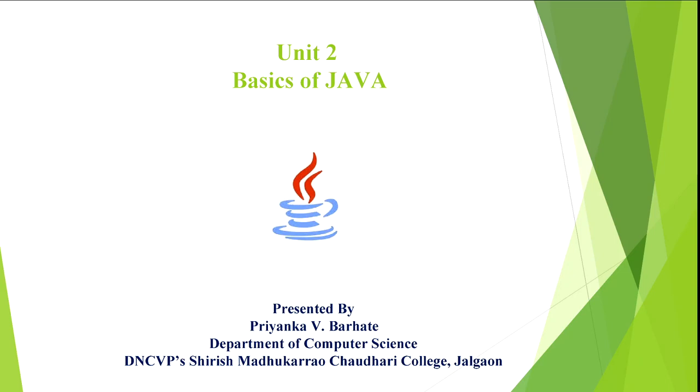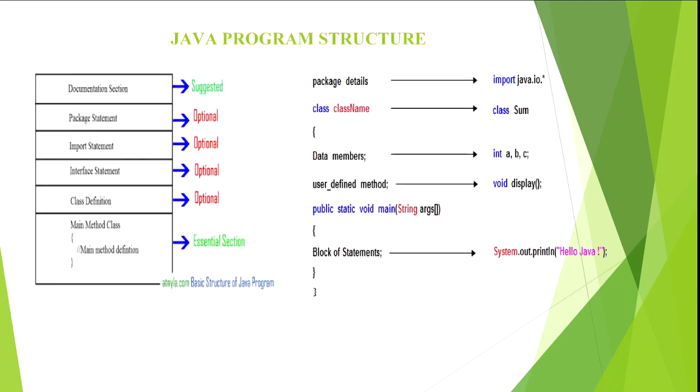Dear students, today we learn about the Java program structure, how to give the input through the console and the concept of array. The Java program structure consists of various sections. The first section is the documentation section. It is the suggested section. Generally, the documentation section consists of comment lines. It contains the name of the program, author, and other details. In short, you can also write the description of the program.